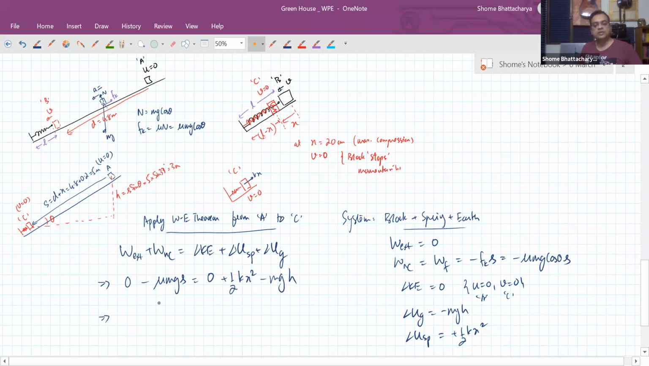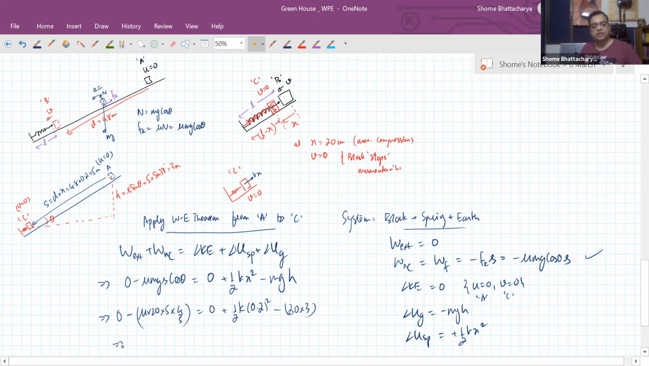So now just substitute the values. So this is minus of mu into 20 into 5. Sorry, mgs cos theta. I made a mistake. You can see here the work done by friction has the cos theta term also. So it's 0 minus mu into 20 into 5 into 4 by 5, cos 37. Okay. Plus half k 0.2 whole square minus 20 into 3. We just showed that the height is 3 meters.